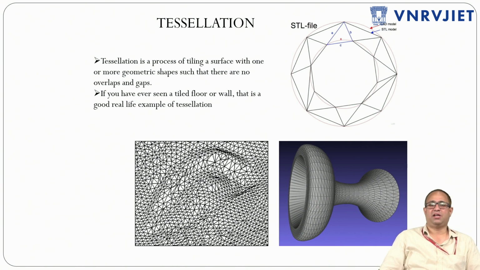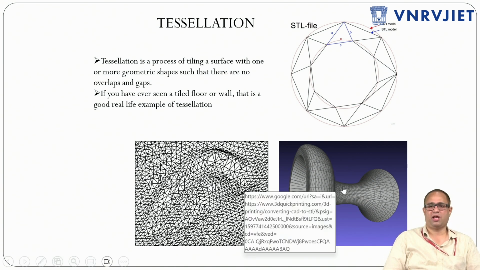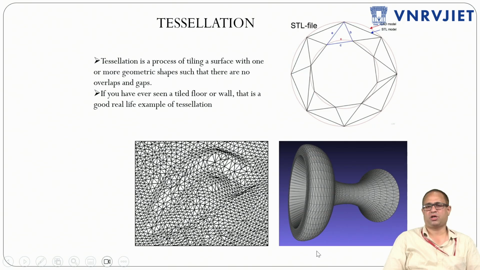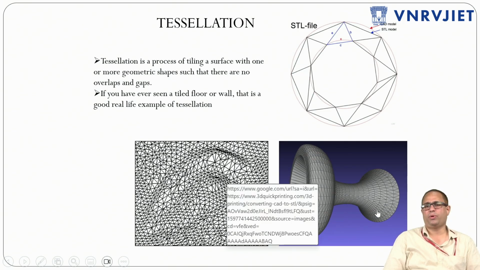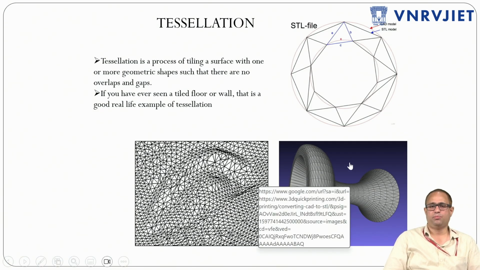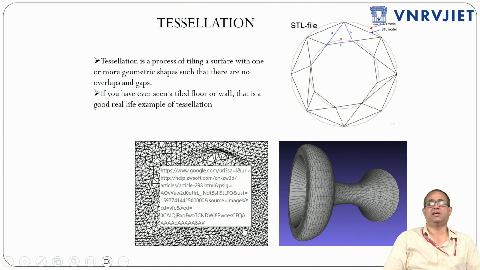Now, as you can see, this is how an STL file looks. Your entire CAD geometry is converted into STL, and that STL is tiled by a series of triangles. That is called the tessellation process. It is a tiling of the surface with one or more geometrical shapes such that there are no overlaps and gaps. Simply, if you take a floor, it is covered with tiles, and each tile defines its surface geometry. Just like that, the STL file also defines its surface geometry after tiling the entire surface.